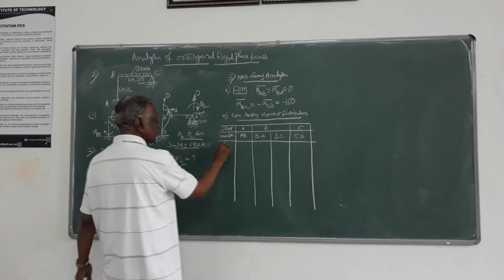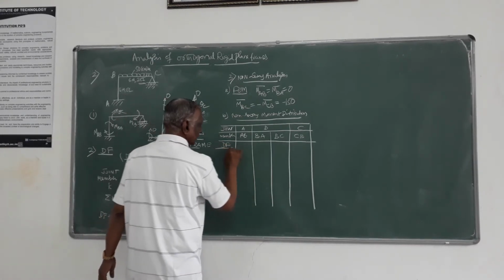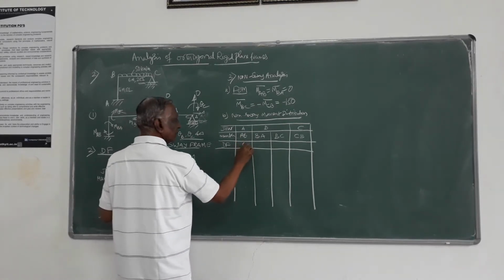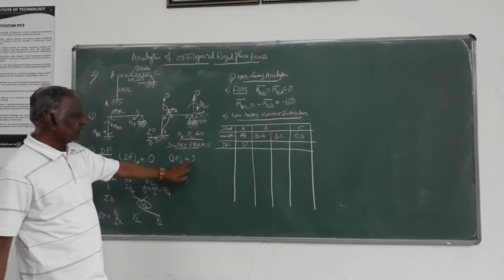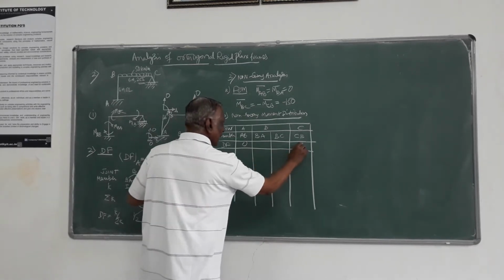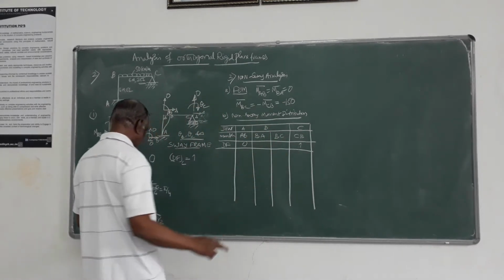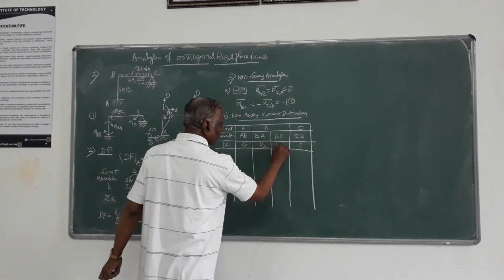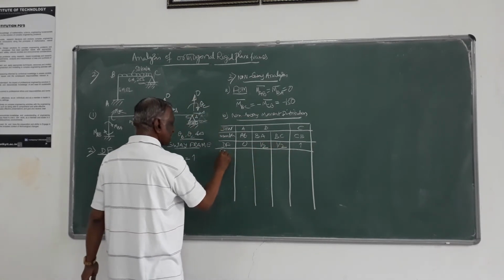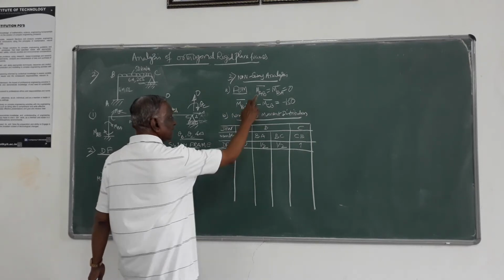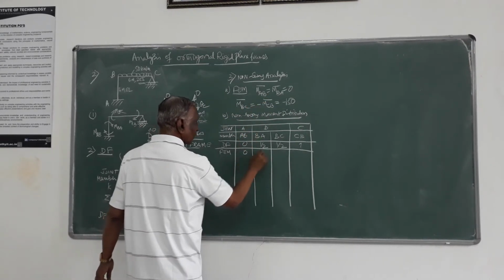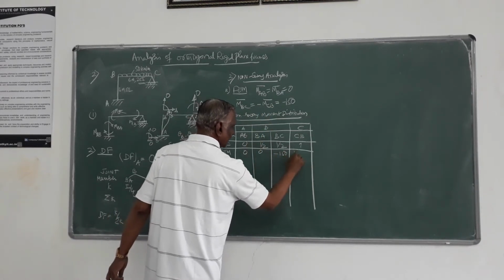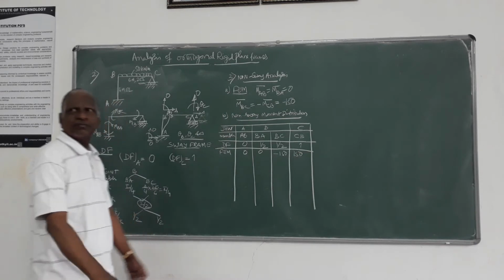Then you write distribution factor. So joint A, it is 0, here I have written. Joint C, it is 1. And at joint B, we have evaluated distribution factors of half, half. Then write fixed end moment. MAB, MBA 0, MBC, MCB, it is minus 150 and plus 150.